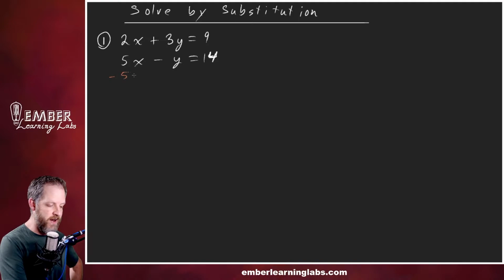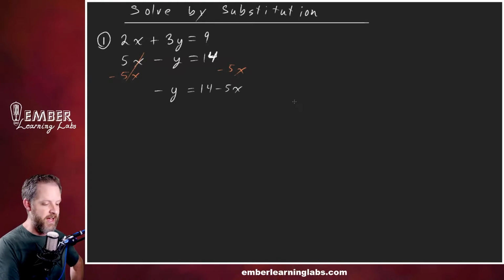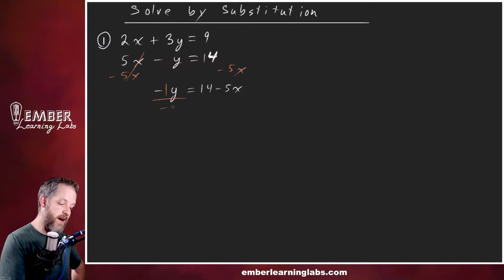We're going to subtract 5x on both sides. So this cancels, leaving us with negative y. Don't forget to bring in that negative. That would be an easy place to make a mistake, right? Bring out our 14 minus 5x. We cannot combine those, of course, because they are not like terms. We've got to get rid of this negative. If there's nothing there, it's a 1. That negative 1 is multiplied, so to get rid of it, we're going to divide both sides by negative 1.